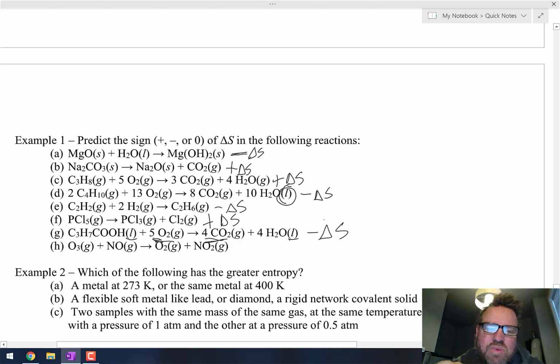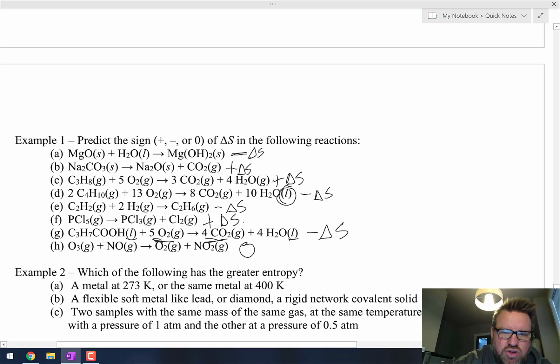And then the last one, letter H, notice that they're all gases and you're going from 2 gases to 2 gases. So in that case, the amount of disorder would be the same on both sides. So you would say that that is a 0 change in the entropy. 2 particles on both sides and they're both gases. So that would be a 0 in terms of the change of the entropy.